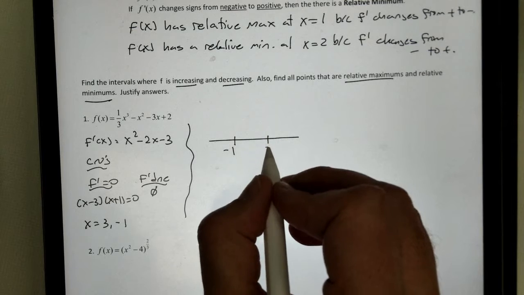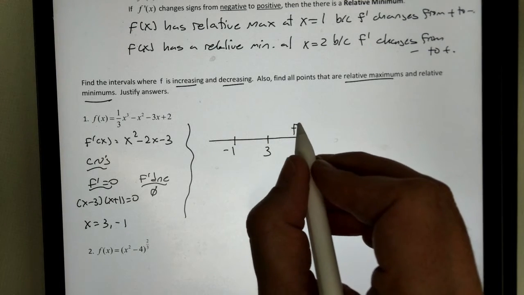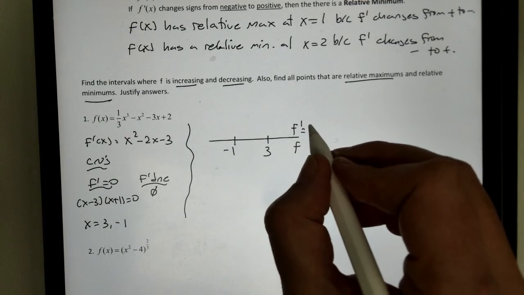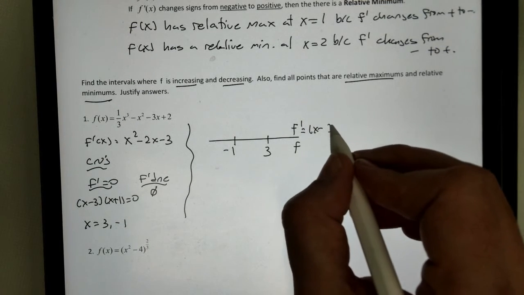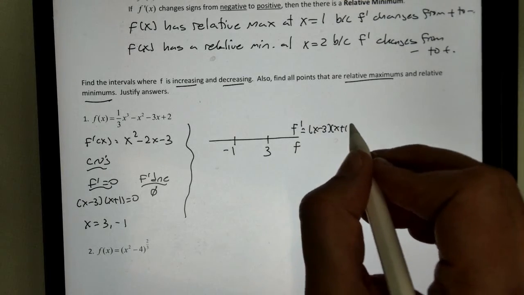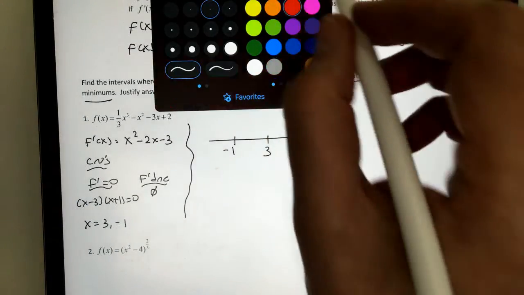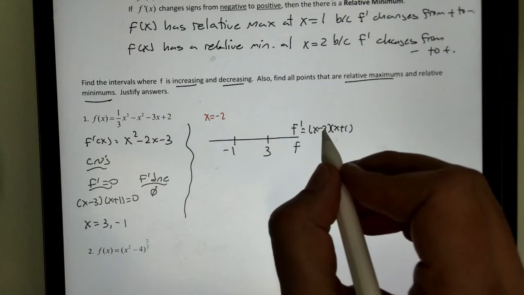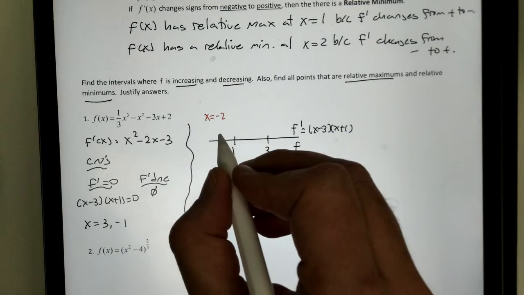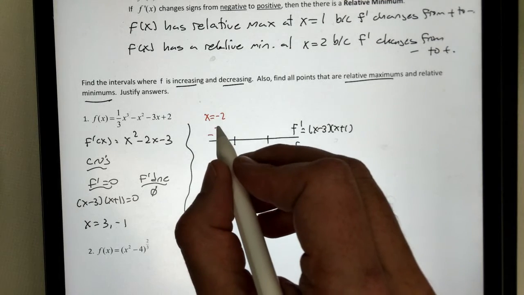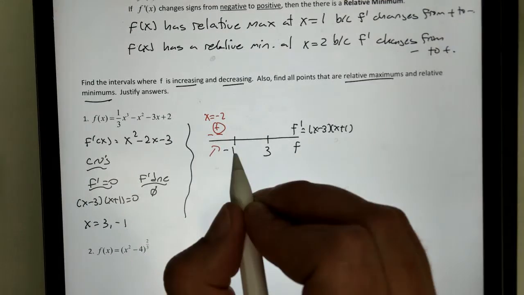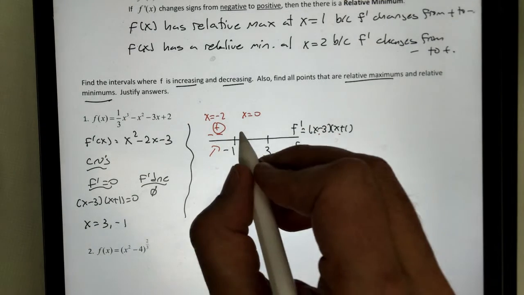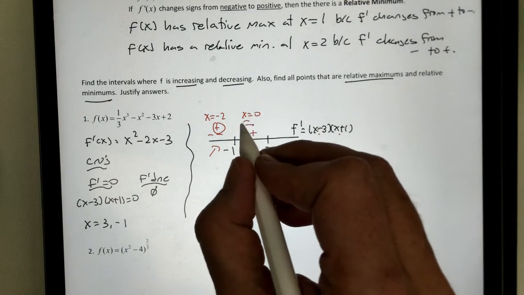Negative 1 and 3. F prime of x and f. And all I'm going to do, remember, I'm going to use my derivative, my factored form. X minus 3, x plus 1. And I'm just going to pick values on each domain. A number less than negative 1, negative 2. Negative, negative. So that becomes 2 negatives, which makes a positive. So we know that this is increasing. Pick a number between negative 1 and 3. 0, negative and positive. Negative and a positive make a negative.